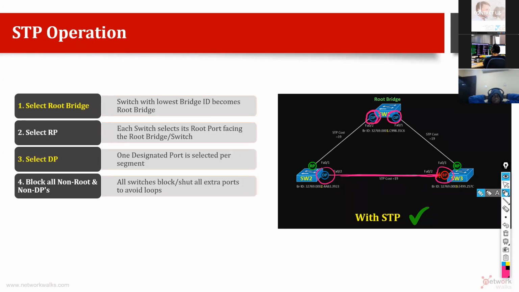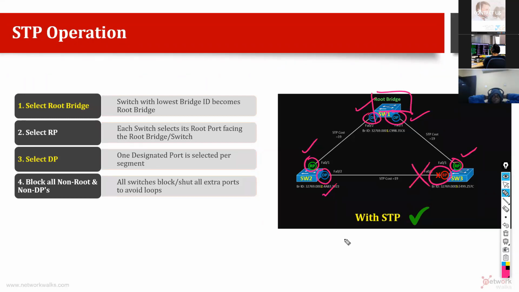Then the last step is block everything else. So what have we done until now? We selected the root bridge, we selected root ports, this port is done, this one is done, we selected designated ports, this one, this one, this one. What is left? Whatever is left, just block it. So this was left only, and we blocked it.